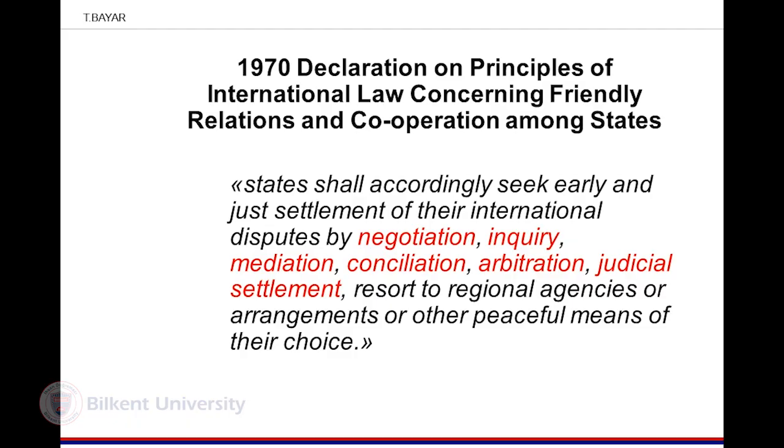You could follow everything until this point, right? You have a question? Yeah. Non-binding ones are the first four of them, like negotiation, inquiry, mediation, and conciliation, which are political or diplomatic solution methods. Judicial settlement and arbitration, those two are legal settlement methods.